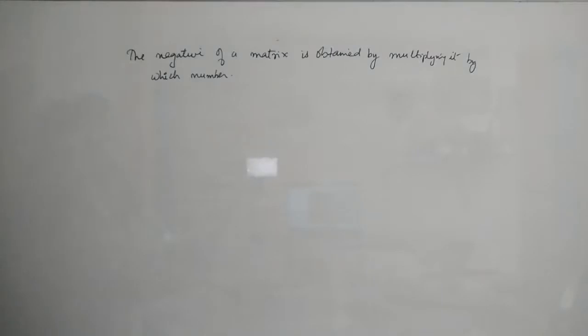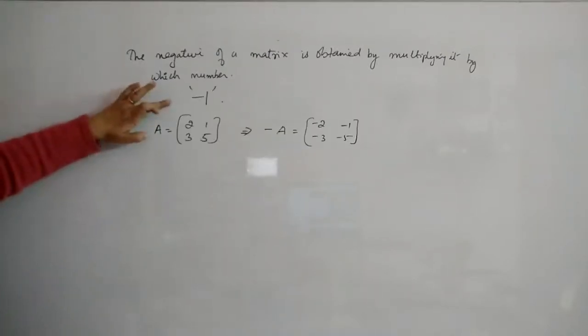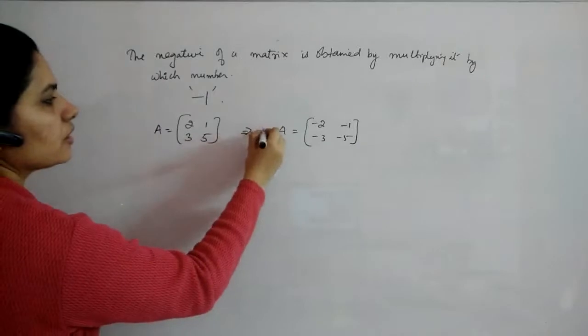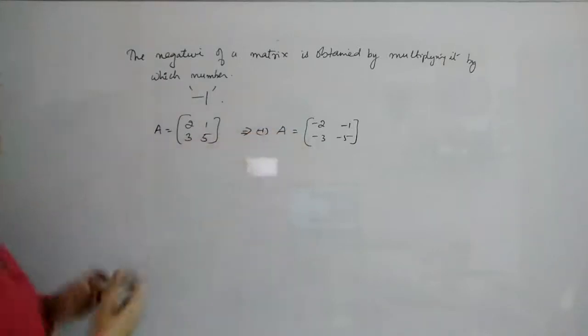The negative of a matrix is obtained by multiplying it by which number? So the number with which you have to multiply the matrix is -1. Like this, -1 into A, which is the same as the negative of that matrix.